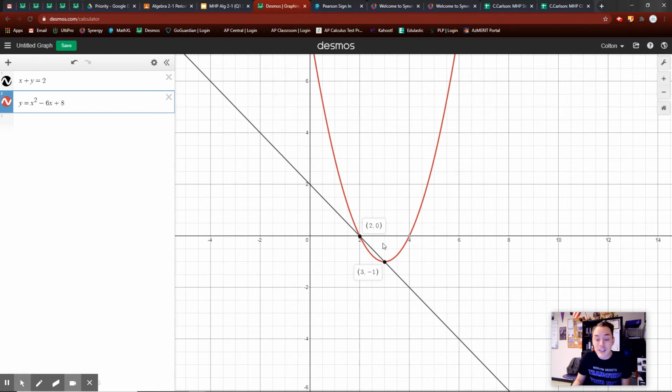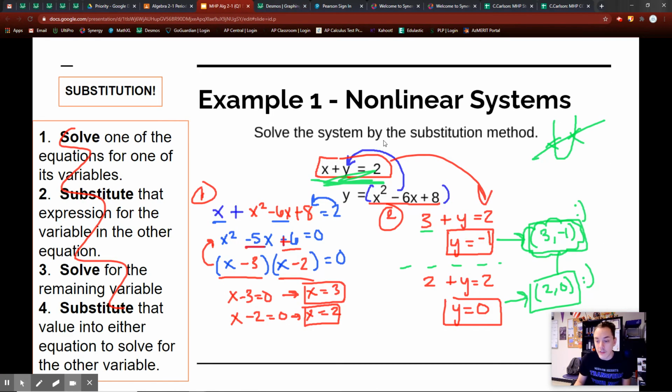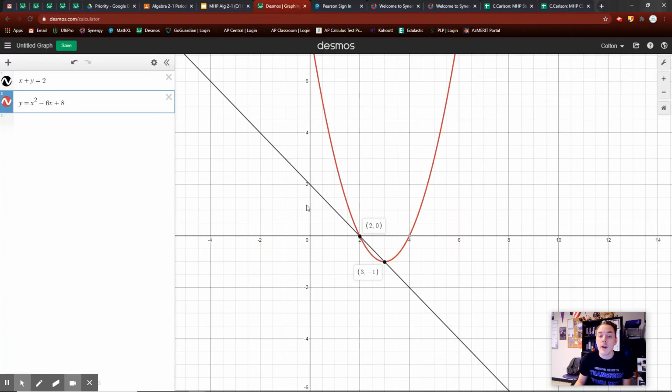I'm almost commanding you to use Desmos. Now, you don't have to, obviously. I don't really care what you do. Use Desmos or graph it or algebraically solve it. I know some of you will probably want to algebraically solve it. That's fine, but you can save a ton of time just plugging into Desmos, and then boom, there's your answers.